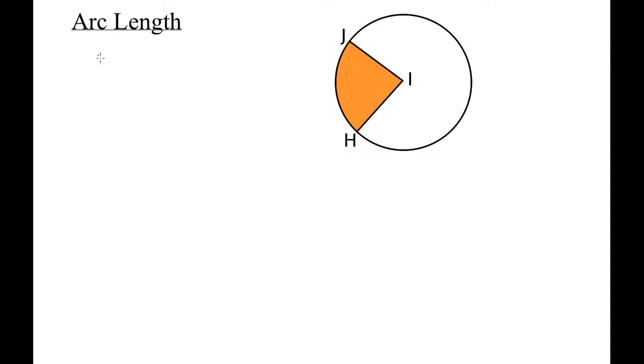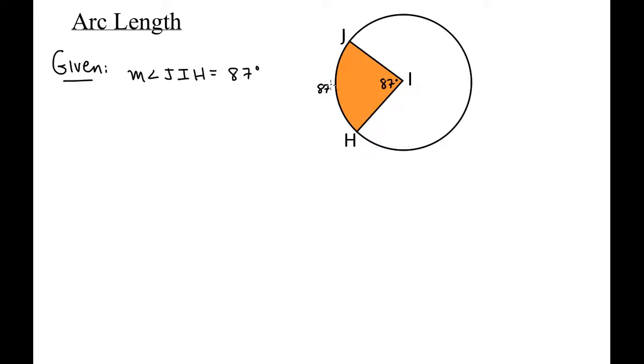Once we have them, the arc length is really simple. So I'm going to give you the measure of the central angle, and I'm making this up. It looks like it's around 88 or so. Let's say 87. So this is 87 degrees.